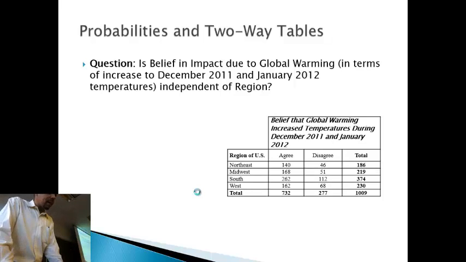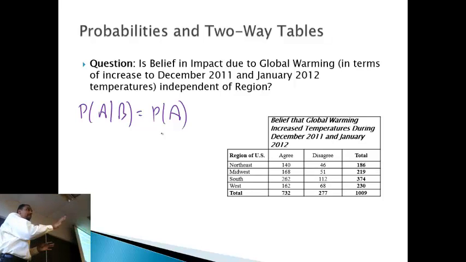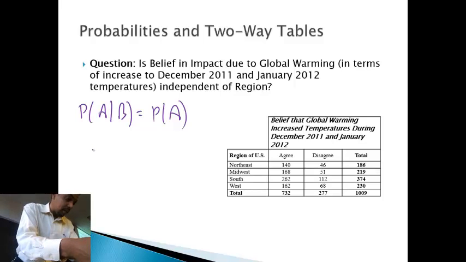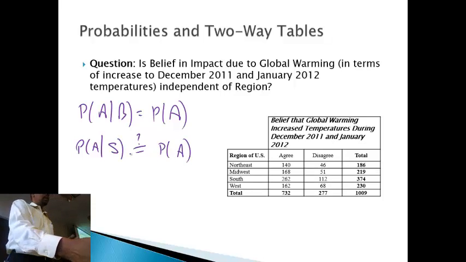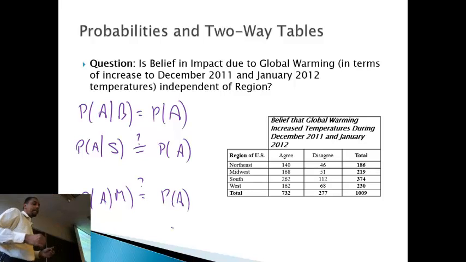No more badgering. Is belief in impact due to global warming independent of region? Well, independent means this, right? The probability of A given B equals the probability of A. So B's behavior does not impact A at all. So what I'm going to look at here is, is it true that the probability of believing in global warming is the same even if you're from the South? I'll even try the Midwest. Is the chance of agreeing that there is an impact due to global warming the same as if you're from the Midwest? Well, let's check it out.